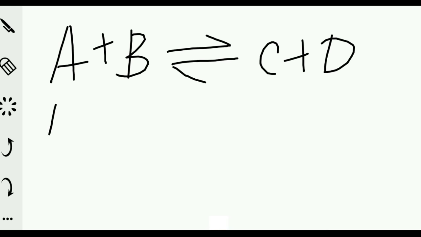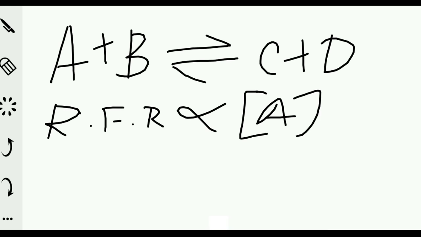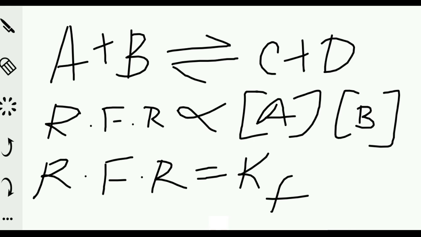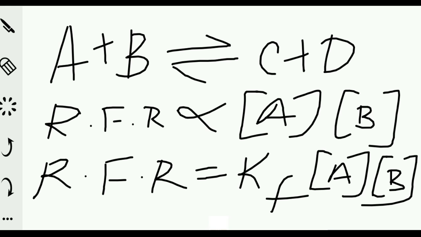So the rate of the forward reaction is directly proportional to the concentration of A into the concentration of B, according to the law of chemical equilibrium. Let's remove the proportional sign by multiplying with a constant, that is Kf, the rate constant of the forward reaction, into concentration of A into concentration of B.